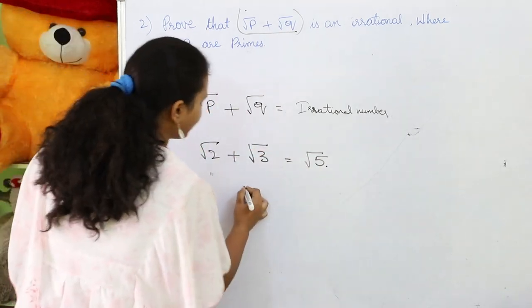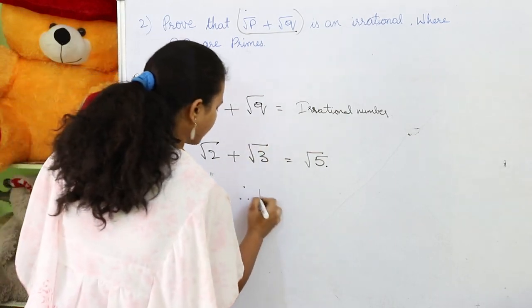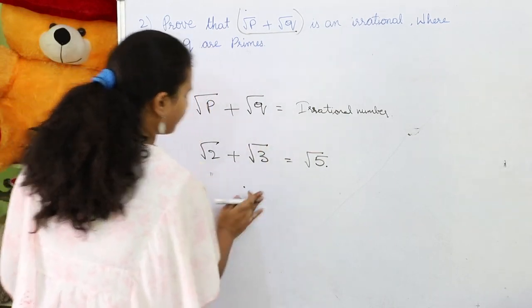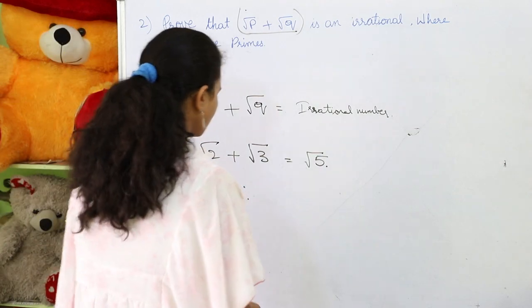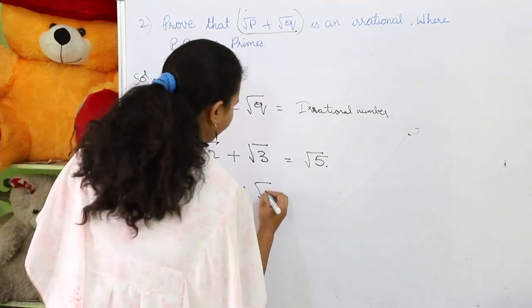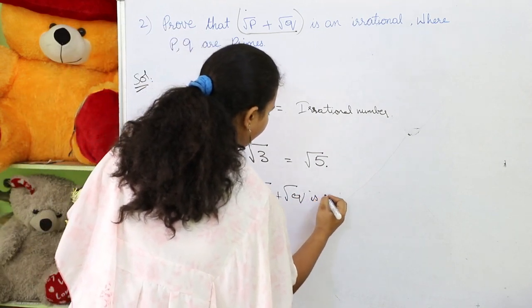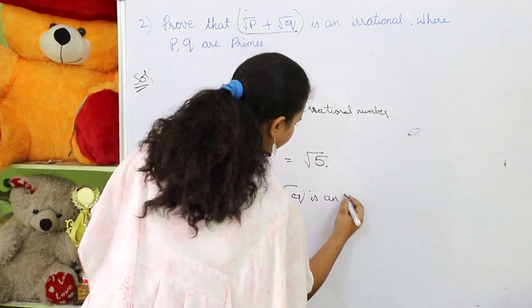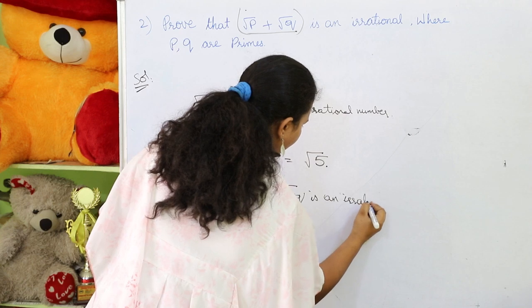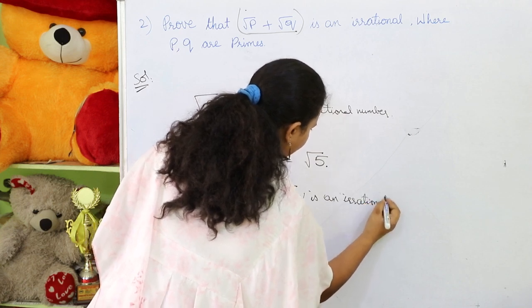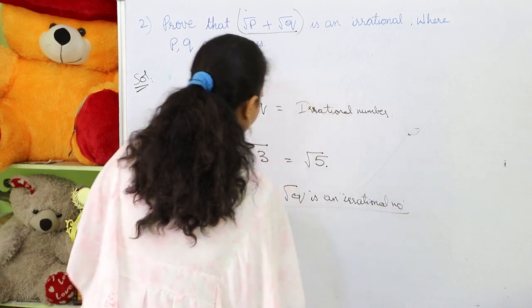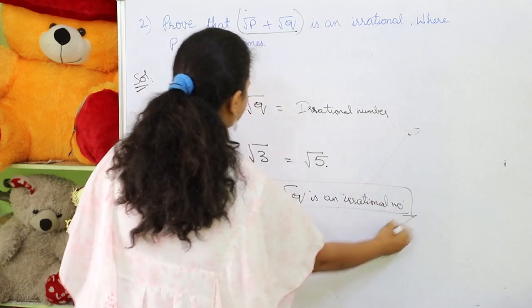Therefore let us conclude those same points. Therefore root P plus root Q is an irrational number. Clear? Therefore root P plus root Q is an irrational number.